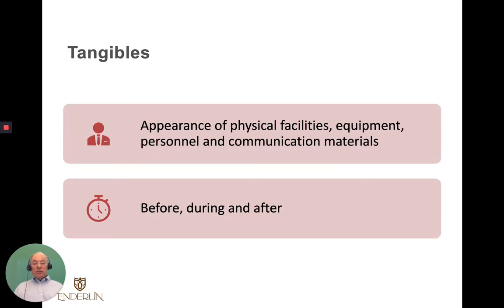Tangibles is the third. The appearance, the physical facilities, the equipment and so on, and that's before, during, and after. We've talked a little bit about tangibles at this stage of the game, so I think you should have a pretty good handle on what we're talking about here. This is the bricks and mortar, if you will, of a hotel. It's the restaurant facilities itself that we're dealing with here. That's the tangibles.